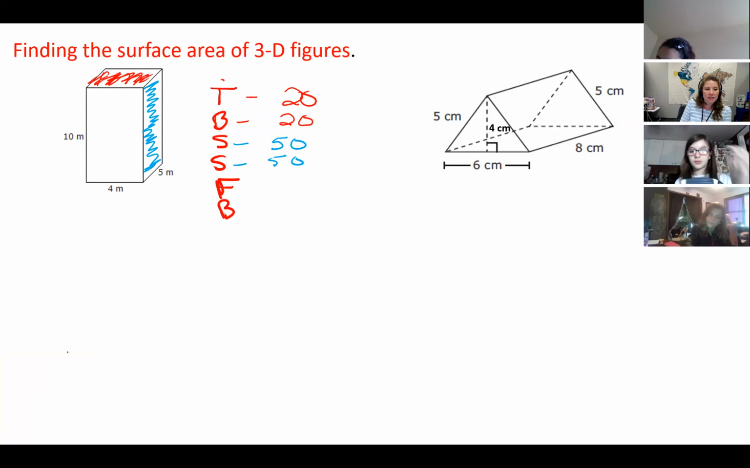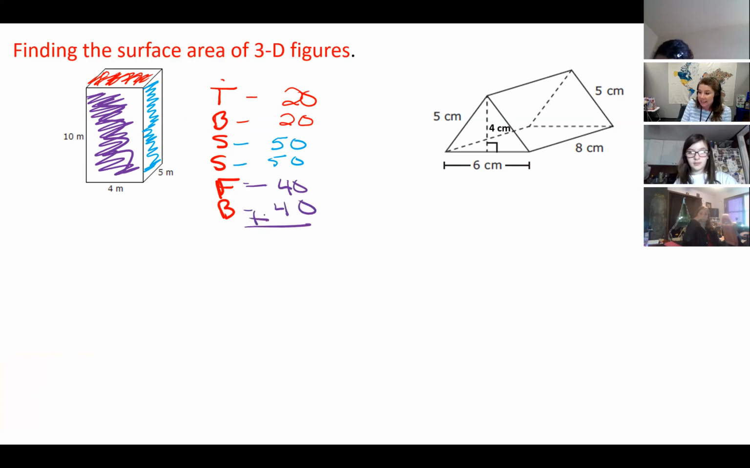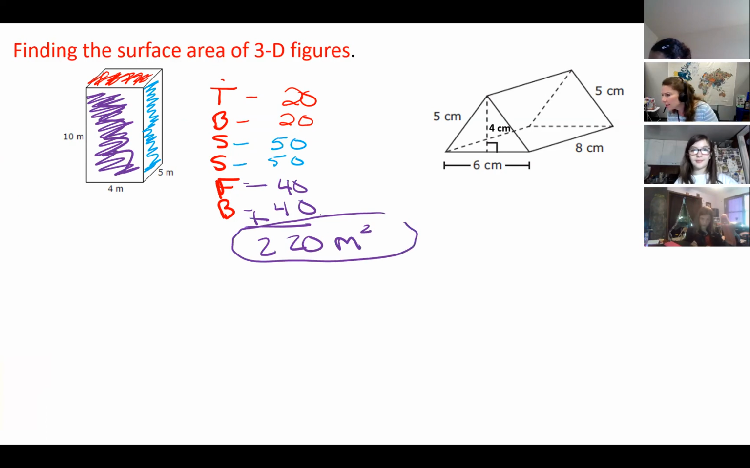What are the dimensions of the front of my box and the back of my box? 40, exactly right. So the front and back are the same, the 2 sides are the same, and the top and bottom are the same. So then once I have my 6 numbers, all I got to do is add them all up. And I think it's 220. Yep. Ella agreed with me. So if this code thing helps you, then go ahead and write it on your paper and do it, okay?